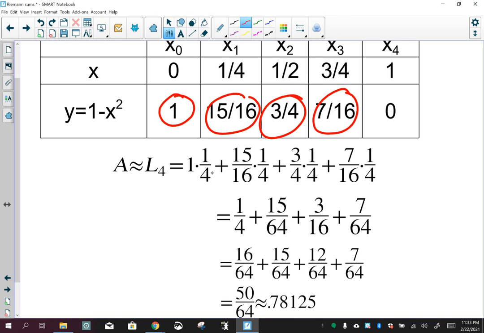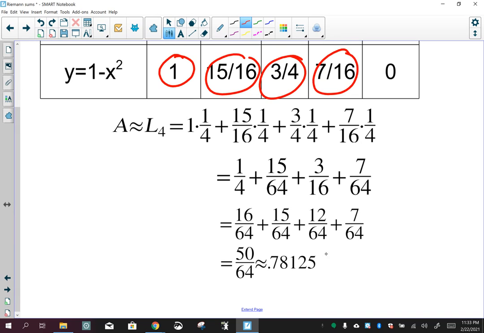So I take my width, which is 1/4, my delta x, times my height. So 1 times 1/4 plus 15 times 1/4, so on and so forth. I get this line here when I clean that up, and then I just keep walking it down until I get something I can work with. So the approximation for my left is going to be that piece right there.